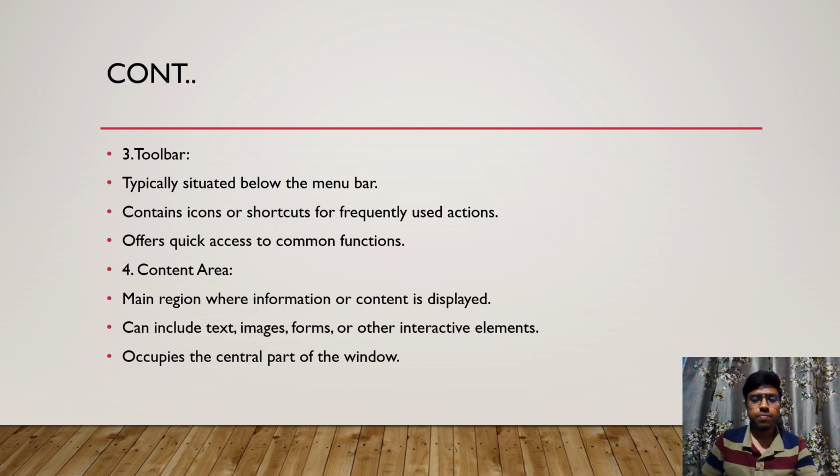Third, the toolbar, typically situated below the menu bar, contains icons or shortcuts for frequently used actions. It gives quick access to common functions. Fourth, the content area, the main region where the information or content is displayed, can include text, images, forms, or other interactive elements. It occupies the central part of the window.